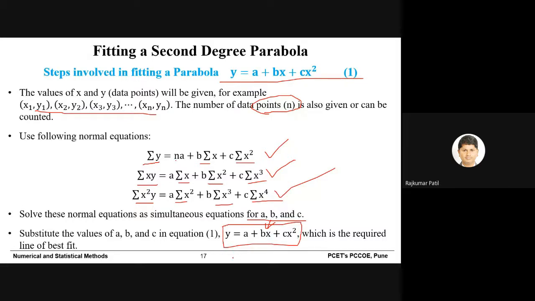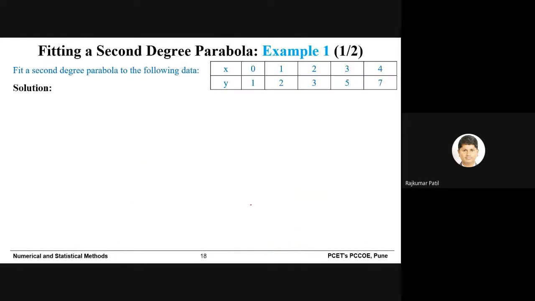Now we will see one example. Now here there are three equations and so many unknowns that you need to calculate. So you should be preparing the table and doing calculations very carefully. During this process there is a chance of mistake. So we will take one example. Fit a second degree parabola to the following data. So the values of x and y are given to you.